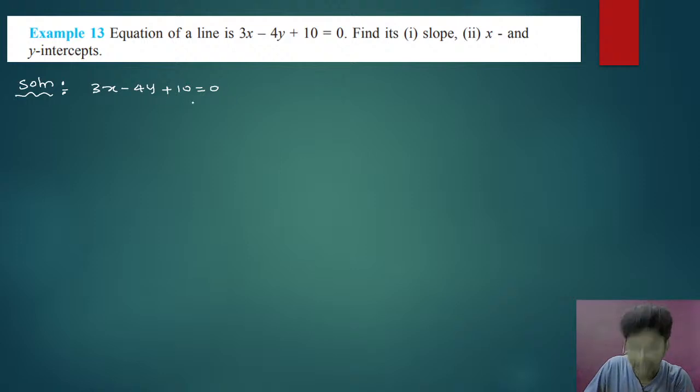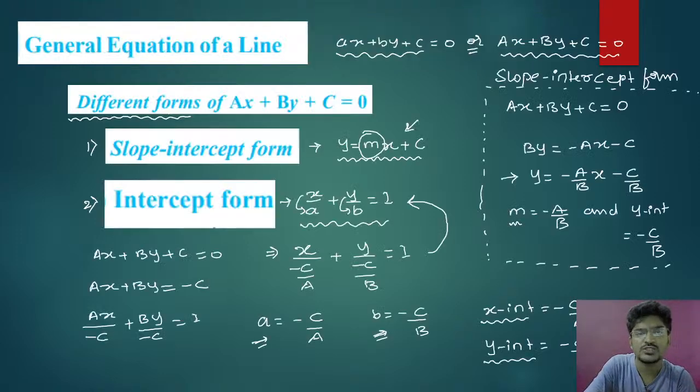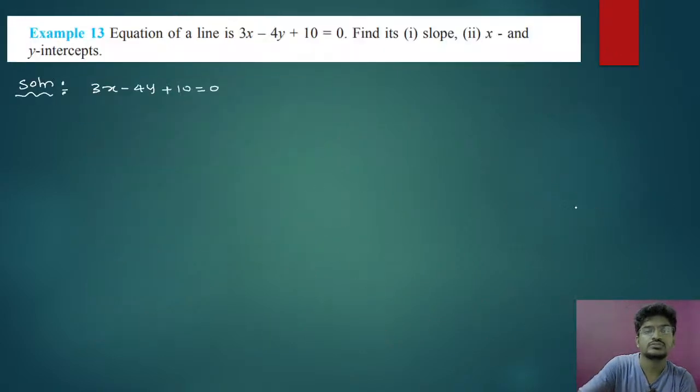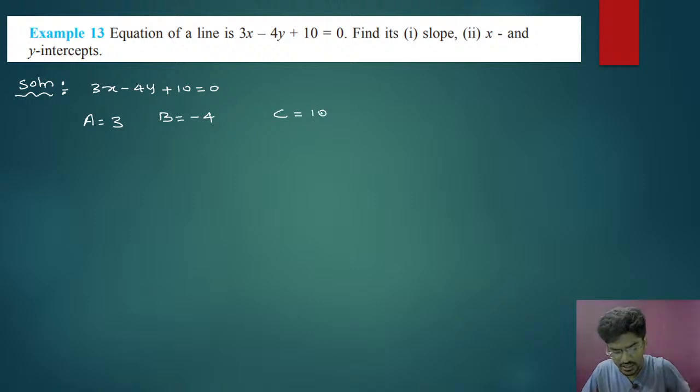So now using this equation we have to find the slope of this particular line as well as the x-intercept and y-intercept. You all know that the slope-intercept form is what? See here, y equal to minus a by b, x minus c. What is the formula for slope? m is equal to minus a by b. Using this, first you write the a value. What is the a value? 3. Next you write the b value. What is the b value? Minus 4. Next you write the c value. What is the c value? It is 10.